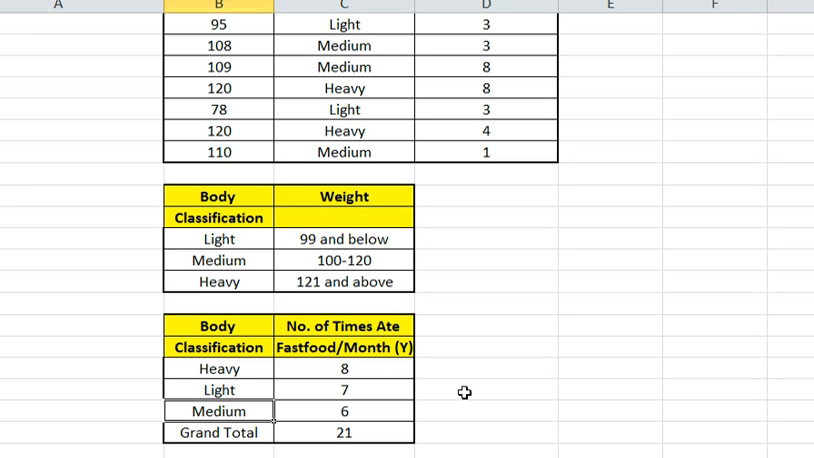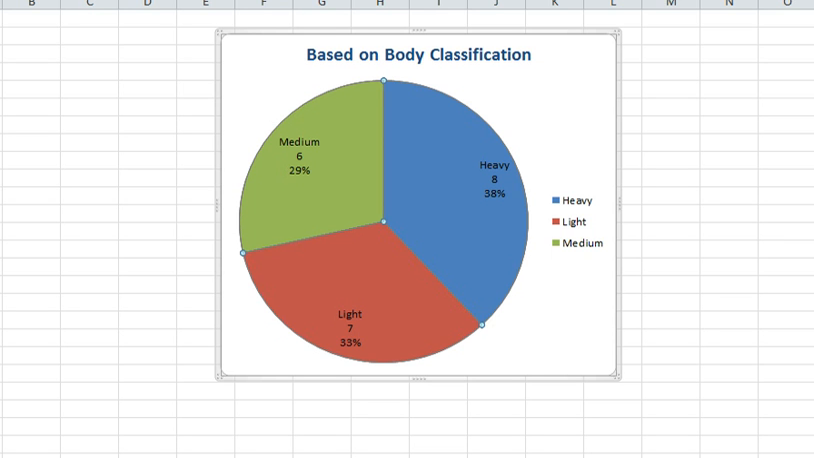We also made this little pie chart to show a visual representation of each of the weight categories. So the blue portion shows the respondents who are classified as Heavy, the green portion shows the respondents who are classified as Medium, and the red portion shows the respondents classified as Light.